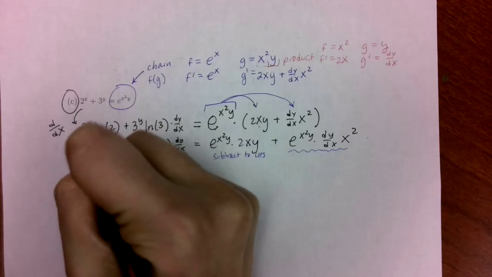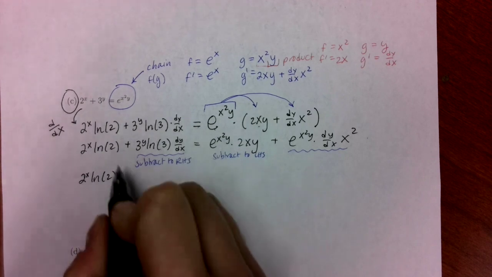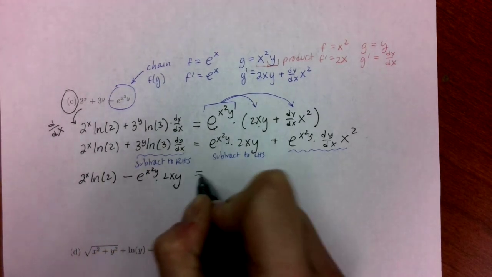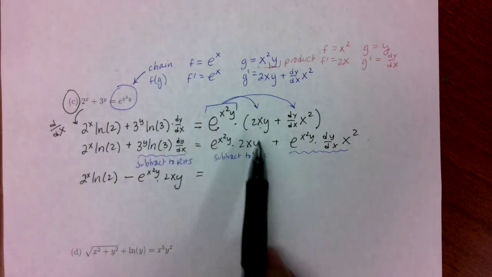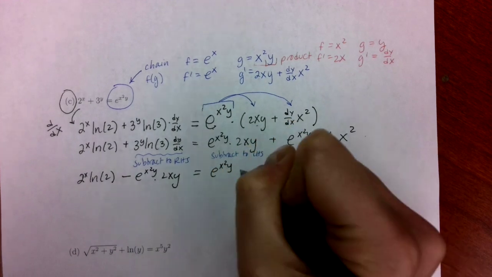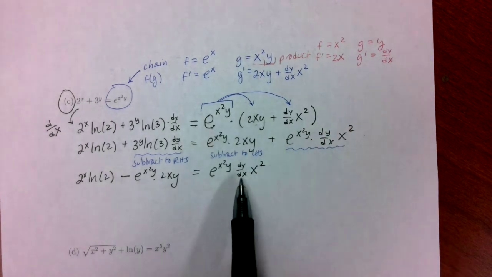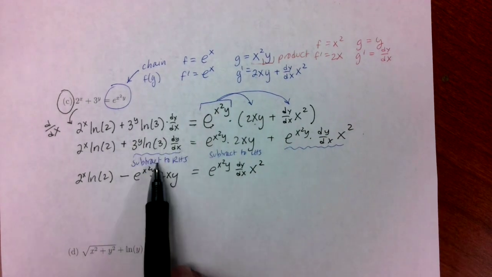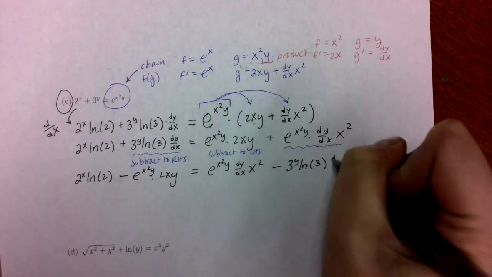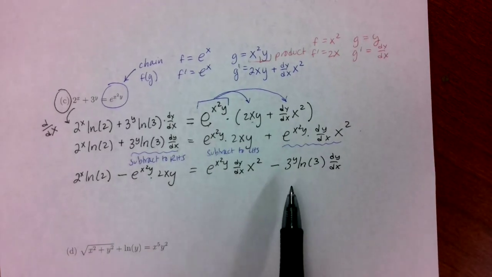All right, so 2 to the x ln of 2 is still here. This is gone, but this one has showed up. So I have minus e to the x squared 2xy. Now on the right-hand side, this is gone, but this one's still here. So this term is still here, and then it's minus this term that has come over from the left. Do a quick double check. Make sure I haven't lost any terms. I started with 4, I still have 4.